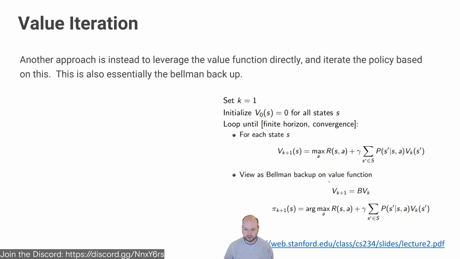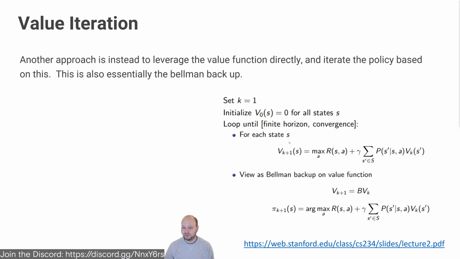So just to go through the value iteration process, this is the literal algorithm here. You start off with k equals 1. You initialize your value function to 0 for all states, and now you do this until convergence. Convergence is defined by the change in your value function being very small.